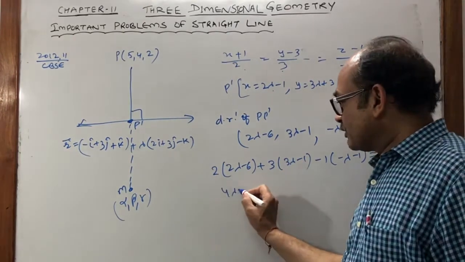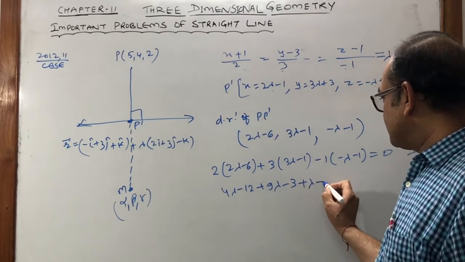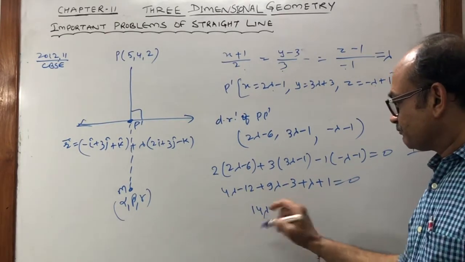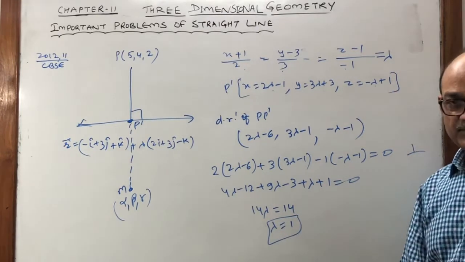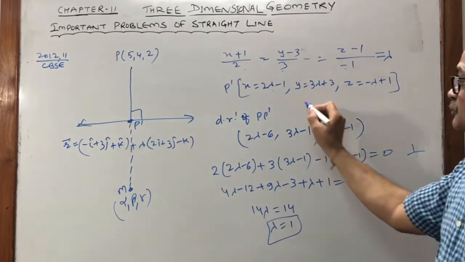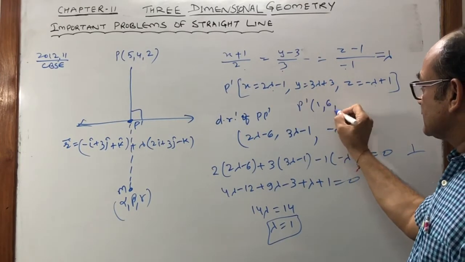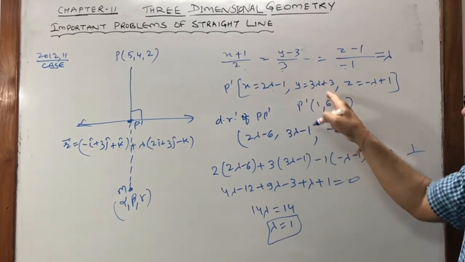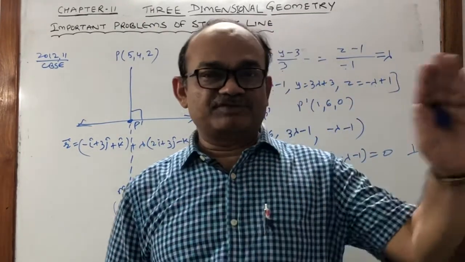Open the bracket. 4 lambda minus 12, 9 lambda minus 3, minus minus plus lambda and plus 1, equals 0. What we are getting? 14 lambda minus 14, so it will be 14 lambda equals to 14, lambda equals to 1. Now when lambda equals to 1, what is the value of P dash? Substitute here the lambda value. So P dash will be, put lambda 1, so 1; put lambda 1, 6; put lambda 1, 0. Check it again. Put lambda 1, correct, correct and correct. So this is the foot of the perpendicular. That means half the portion of this question.